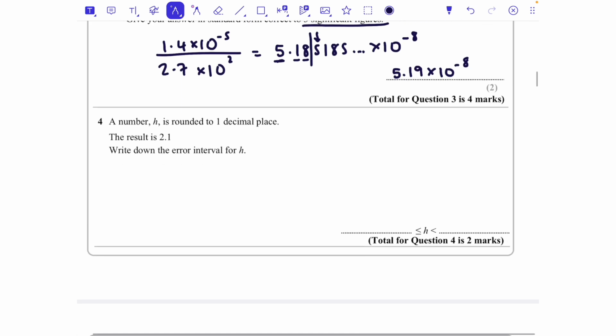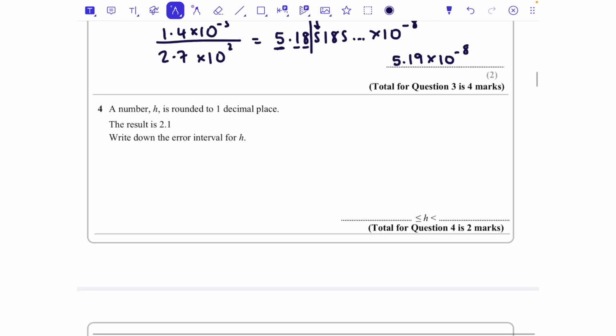For question number 4, a number h is rounded to 1 decimal place. The result is 2.1. Write down the error interval for h. So an error interval is going to show us the smallest and the biggest the value could have been before it was rounded. If we've rounded to the nearest 1 decimal place, we've rounded to the nearest 0.1. Now we would divide that by 2, which is 0.05, and that is going to tell us how much to go above and how much to go below.